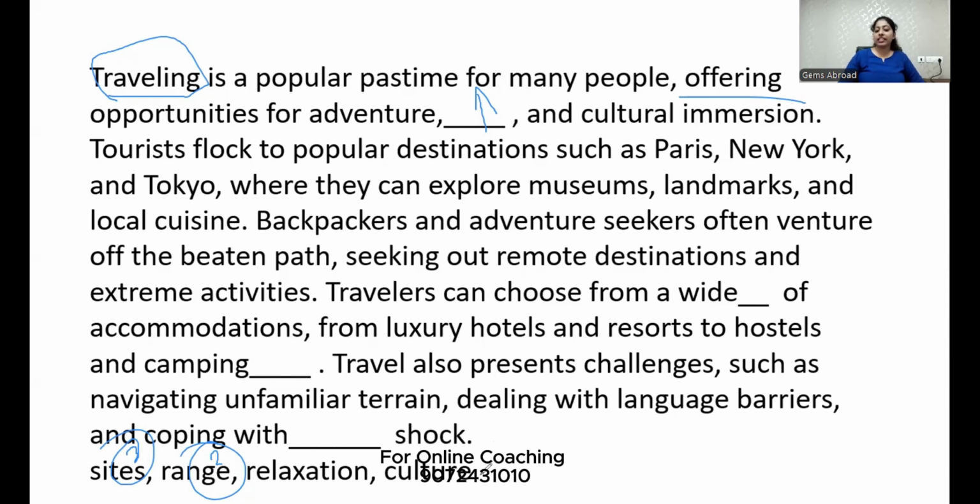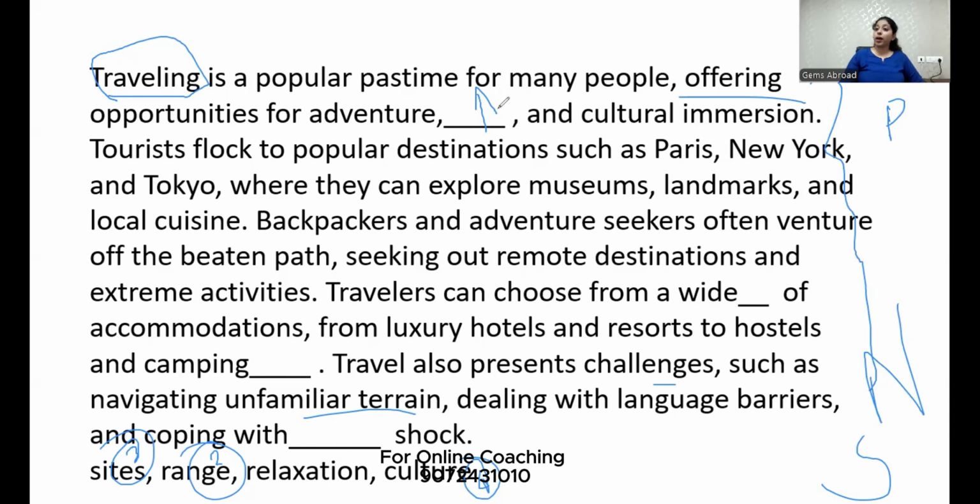Coping with culture shock. So it's coping, it's like to cope up, right? So coping, and again unfamiliar terrain. So it's also present. Last, in conclusion, they are also telling there are some negatives. Travel also gives a pastime, but see, there are positives here and there are also some negatives here. When there is a problem here, there will be a solution here. So this is how these sentences flow. You need to understand, okay?